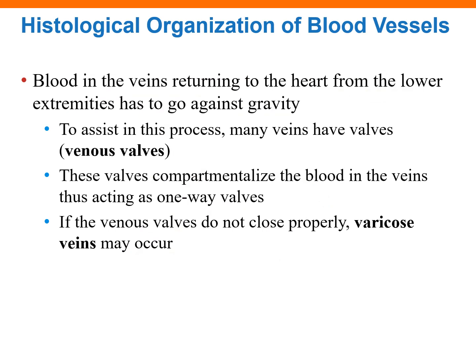Now, blood in the veins returning to the heart from the lower extremities has to go against gravity. To assist in this process, many veins have valves. So these are venous valves, and they're similar in overall structure to some of the heart valves, just as far as being kind of like flaps of connective tissue. These valves compartmentalize the blood in the veins, thus acting as a one-way system. If the venous valves do not close properly, varicose veins may occur.